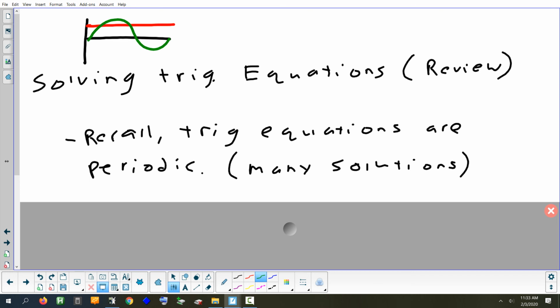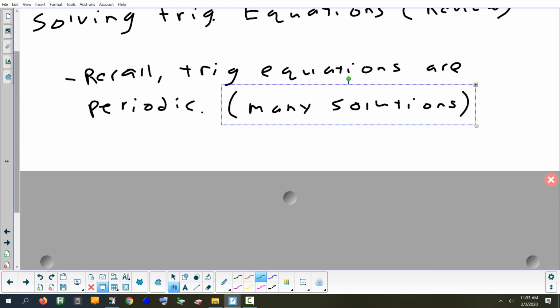So if there's 2 answers in that cycle, then the next cycle has 2. And the next one? 2. And the one before that one? 2. Every cycle has 2 answers. So remember, if you find at least 1 answer in a cycle, then there's going to be infinite answers. Right? Infinite amount of answers.